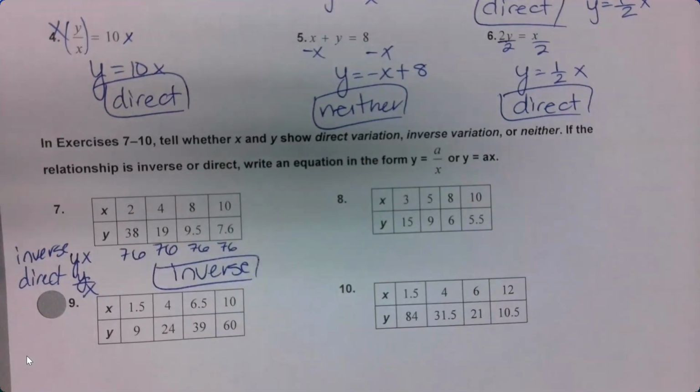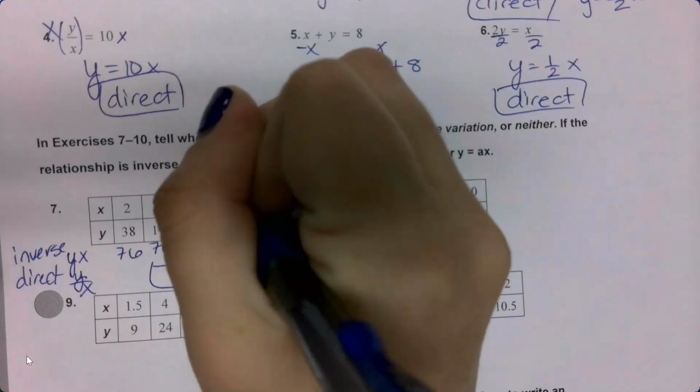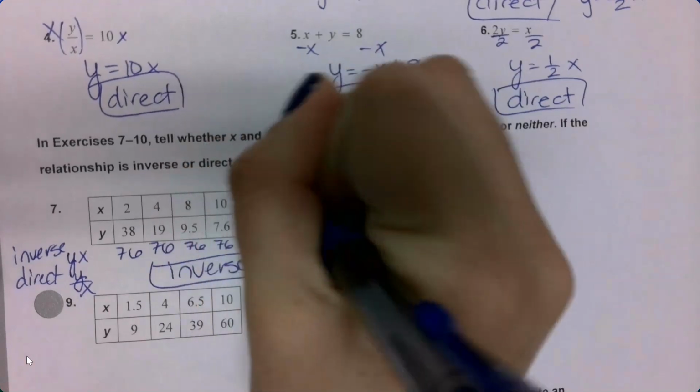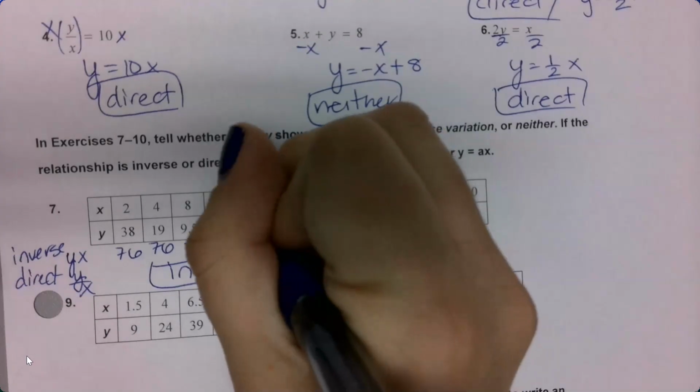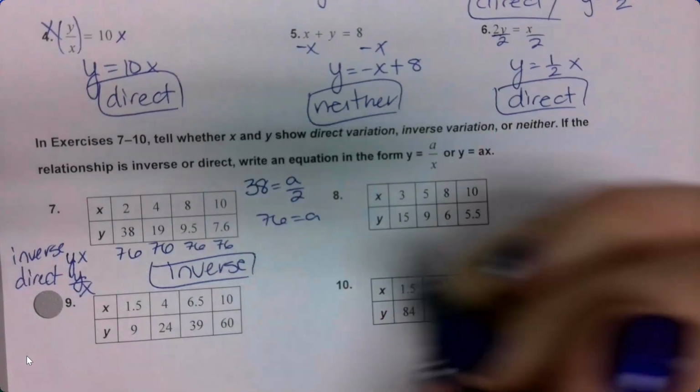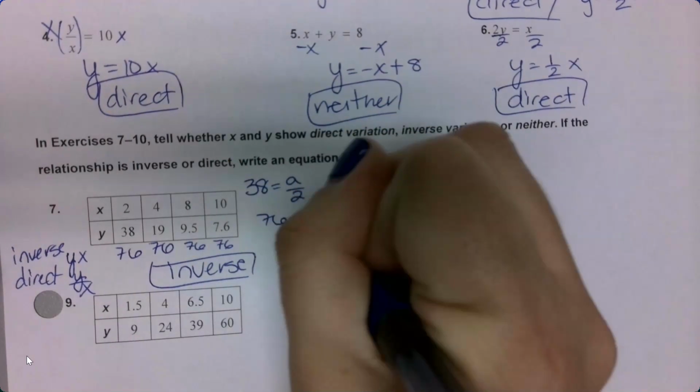And it wants me to write my equation in the form y equals a over x. So I'm going to plug in my values. I have 38 equals a over 2 that I want to solve. That gives me the 76 that I kept getting. So my equation is going to be y equals 76 over x.